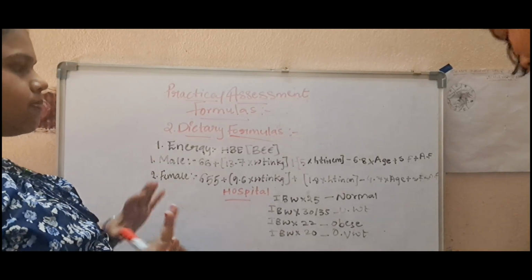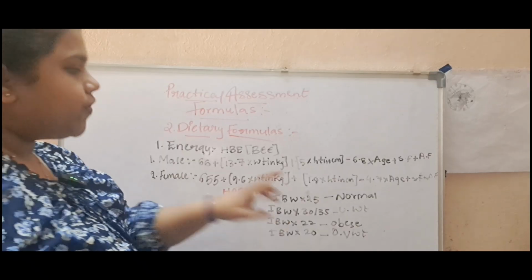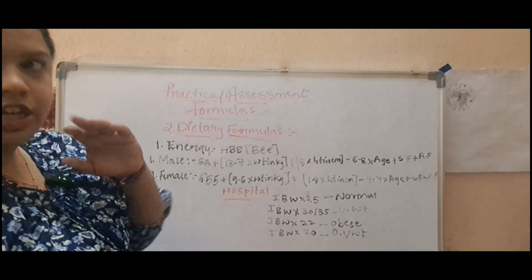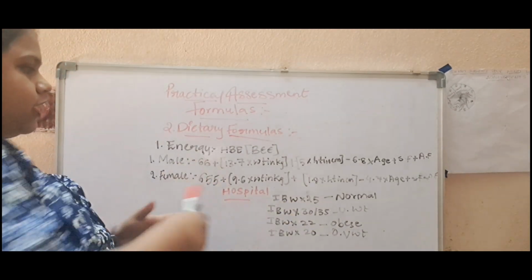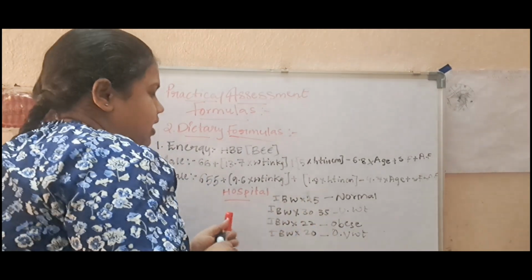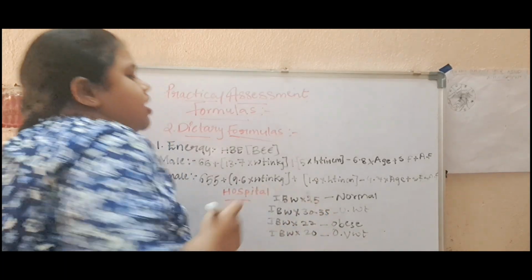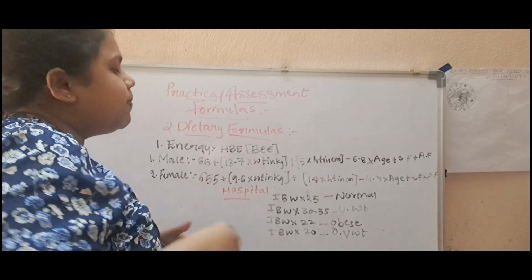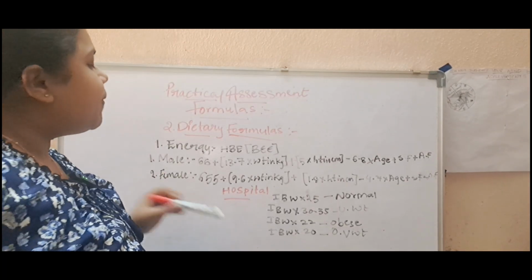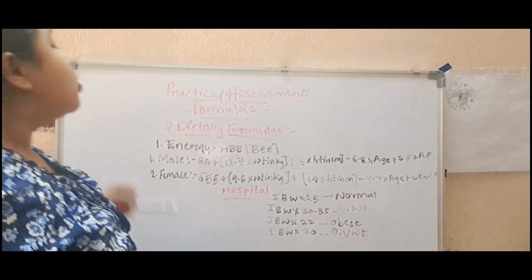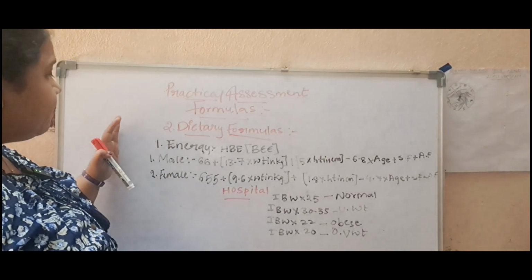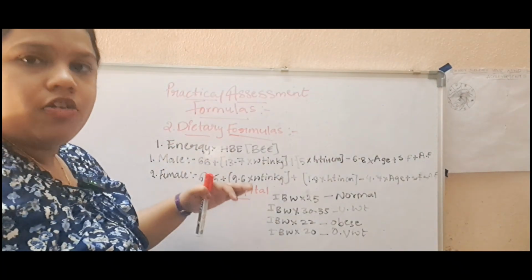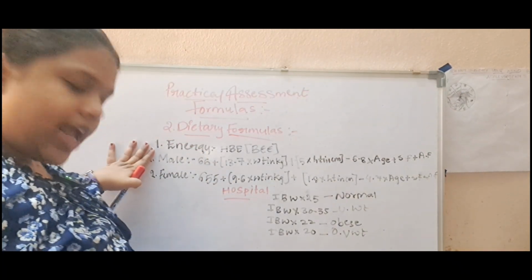If the person is normal, then we have to use IBW into 25. If a person is underweight, we have to use IBW into 30 to 35. It is not minus, it is 30 to 35. For underweight, 30 to 35; IBW into 22 for obese; IBW into 20 for overweight. So this is what for the energy, Harris-Benedict equation and also hospital based formula. So this is for only the energy.